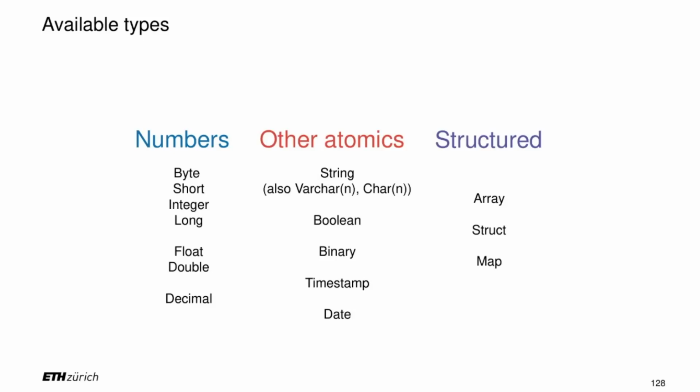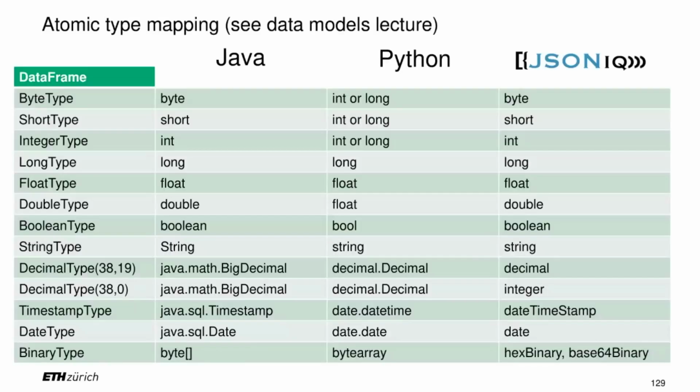And structured types, we have array, struct, and map. Array and struct correspond to JSON arrays and JSON objects. Map, I'm not going to say too much about it. It's a kind of object, but where the values all have the same type too. And the keys can be something other than strings. But let's keep the map aside. Focus on array and struct, which correspond to JSON arrays and JSON objects.